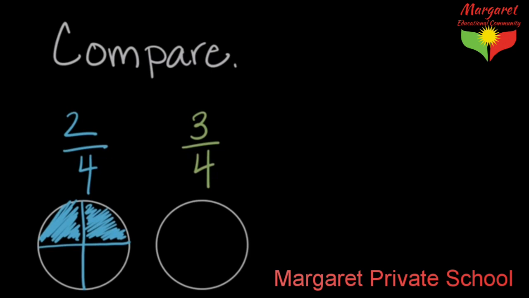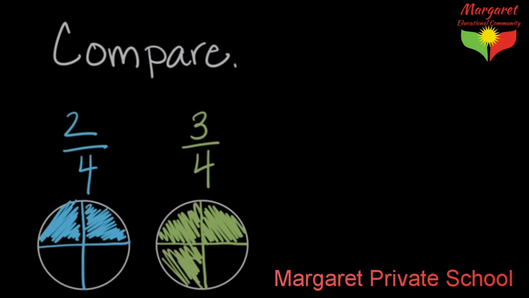3/4, again, what will be the same is the 4 equal-sized pieces, but this time we get 3 of the 4. So 1, 2, 3 of the 4 pieces. And this will represent 3/4. So now we can look at it visually and see very clearly that 3/4 is greater or takes up more space. Or we can say that 2/4 is less than 3/4.